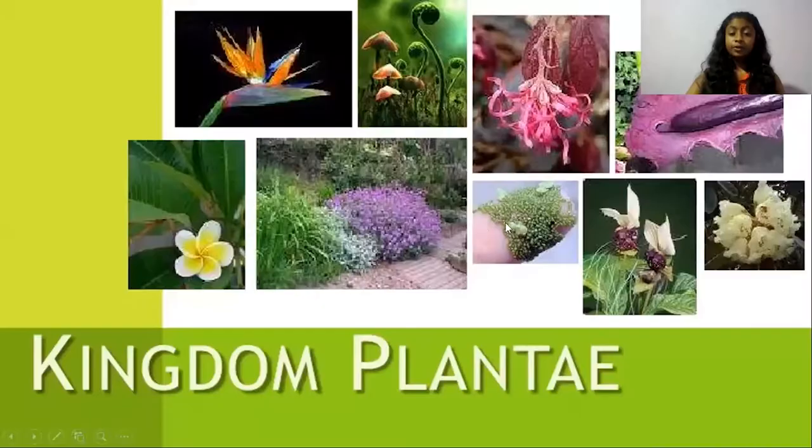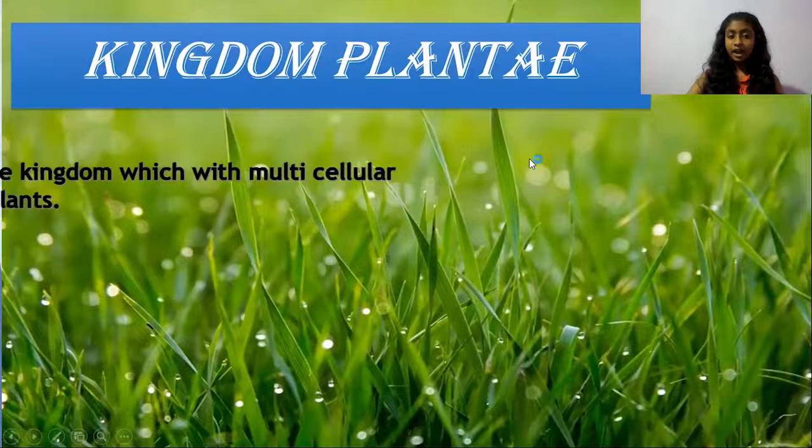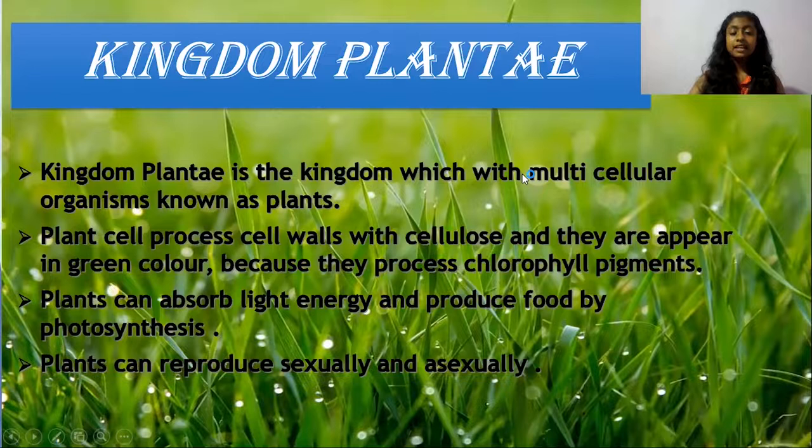What is kingdom Plantae? Kingdom Plantae is the kingdom with multicellular organisms known as plants. Plant cells possess cellulose and they appear green in color because they possess chlorophyll pigment. Since plants have chlorophyll pigment, they can do photosynthesis using sunlight. Plants can reproduce by both sexual and asexual methods. Now I move to the next slide.